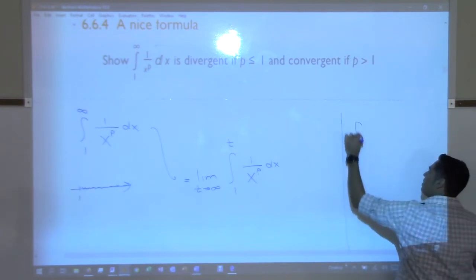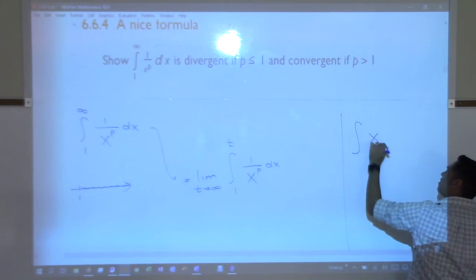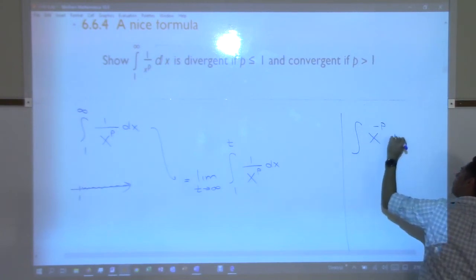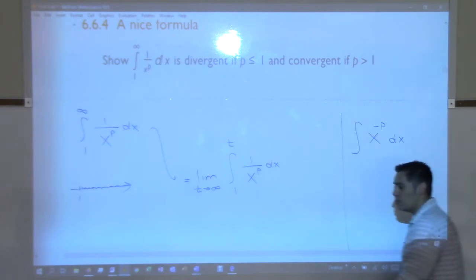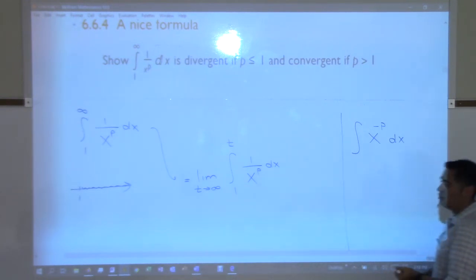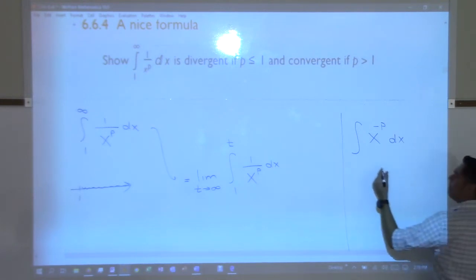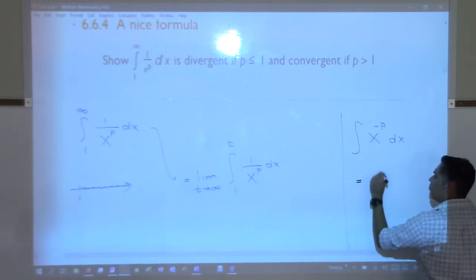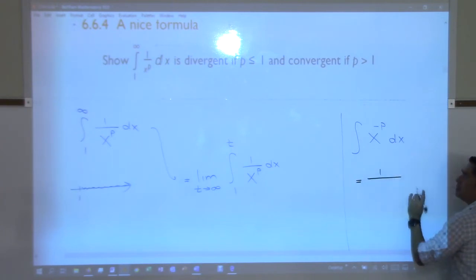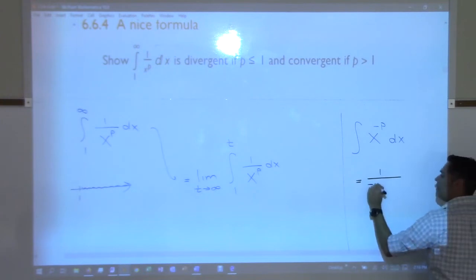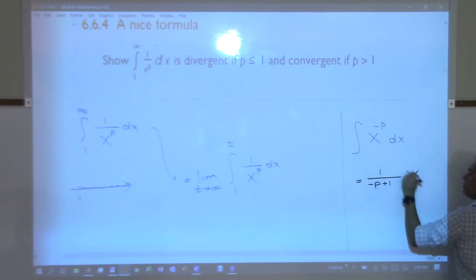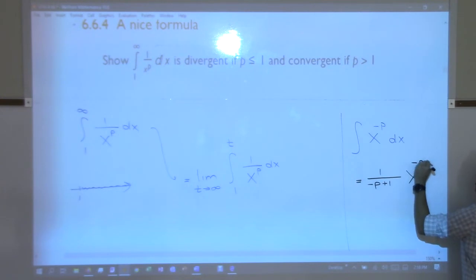What's the antiderivative of x to the negative p? So all I've done here is I've brought the x up out of the denominator up into the numerator so I can use the power rule. Right? So using the power rule, what is this? The antiderivative. This should be 1 over, so whatever that power is, what am I going to do to it? Add 1. So negative p plus 1. And then it's going to be x raised to the negative p plus 1. Would you all agree that that's the antiderivative?